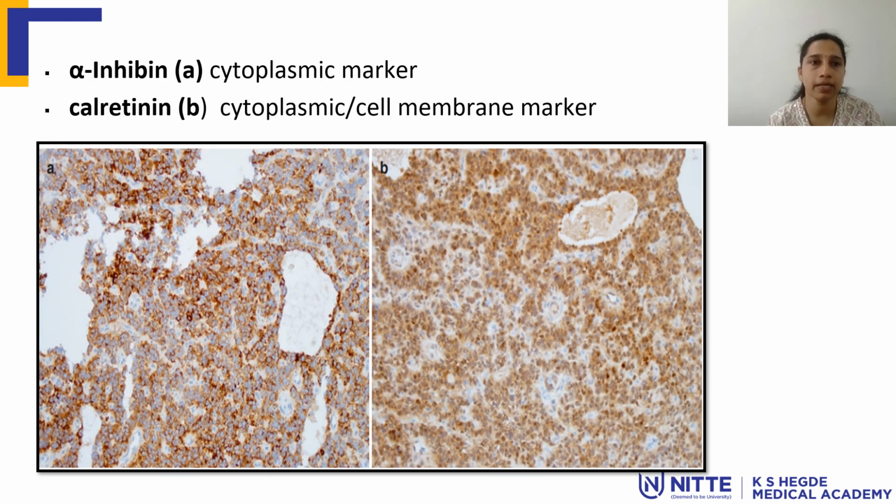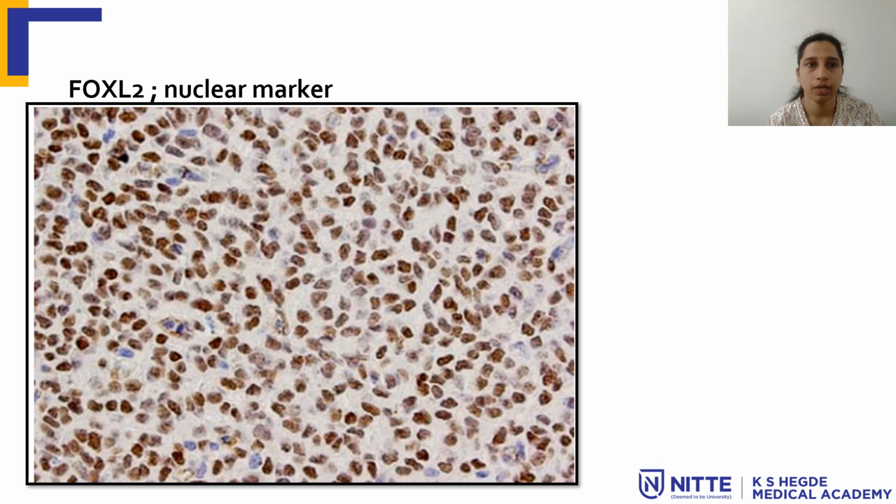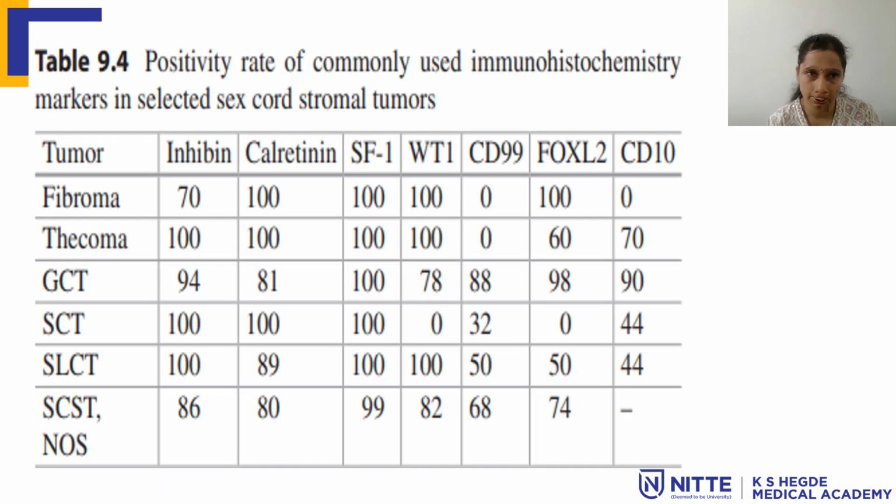So this is the example. Inhibin and calretinine are both cytoplasmic markers. So this brown color suggests that it is positive. FOXL2 is another marker, which is a nuclear marker. Here the nucleus has taken the brown stain.